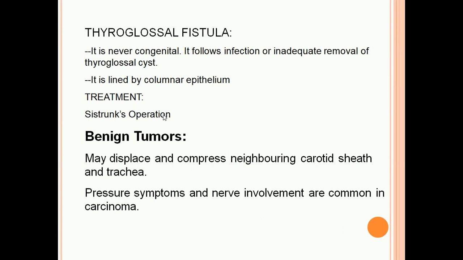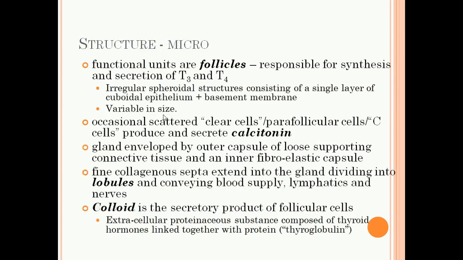The benign tumors may displace the gland. It may compress the neighboring carotid sheath, recurrent laryngeal nerve, and trachea. Pressure symptoms over the nerve are common in carcinoma. Usually, the voice is lost and the recurrent laryngeal nerve is damaged whenever the carcinoma of the thyroid gland produces pressure over the recurrent laryngeal nerve.